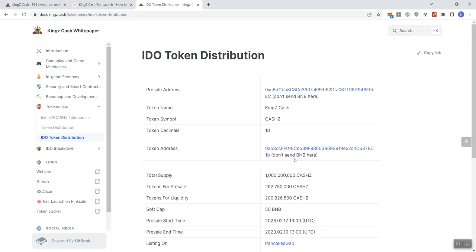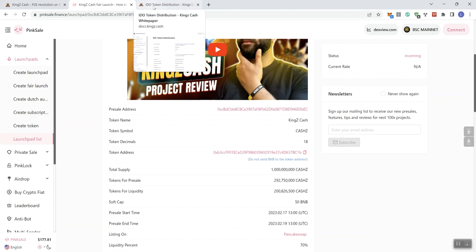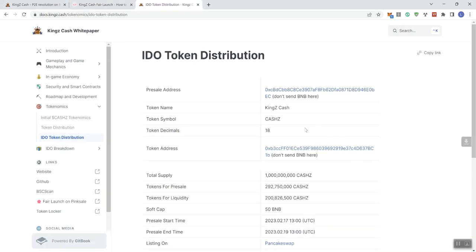Now, when it launches on PancakeSwap, obviously, this is their CA. You can see just even by the last four, BC1B, if we go over to PinkSale here, we can see BC1B, that matches up. So if you feel like you've gotten informed enough to decide to participate in this project, this would be the CA that you would use when they launch on Pancake, but not during the pre-sale. I just want to clarify that, because when you look here, they're giving the IDO token distribution and it's like, why not send BNB to either address? So that's the clarification there.